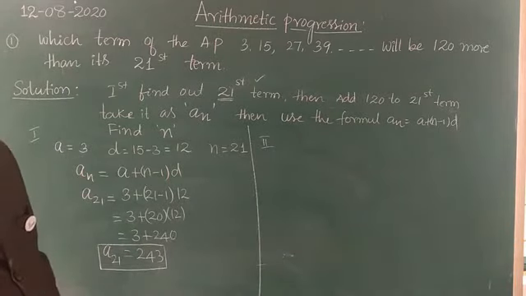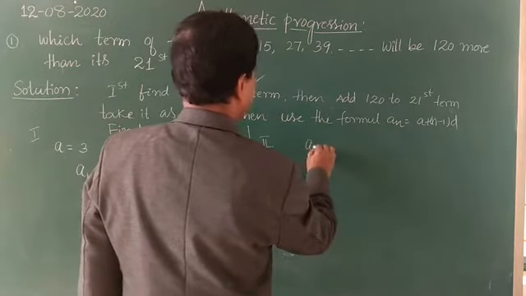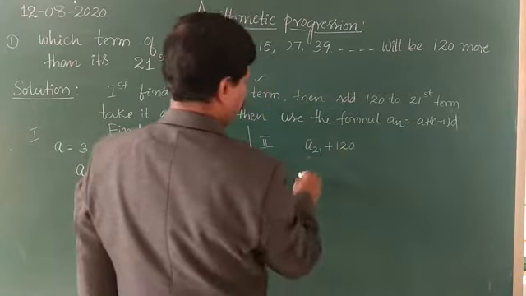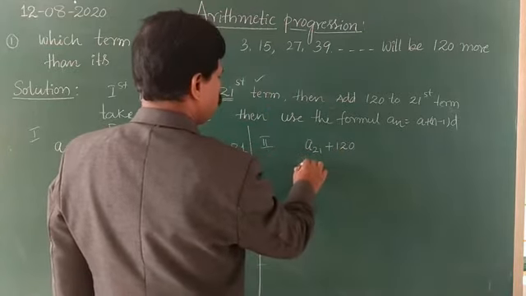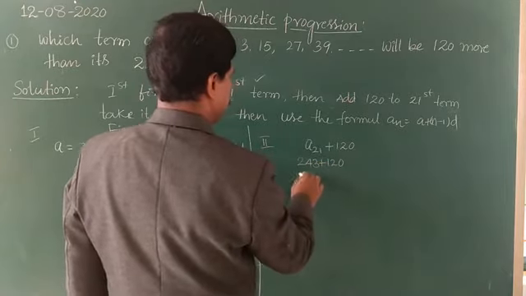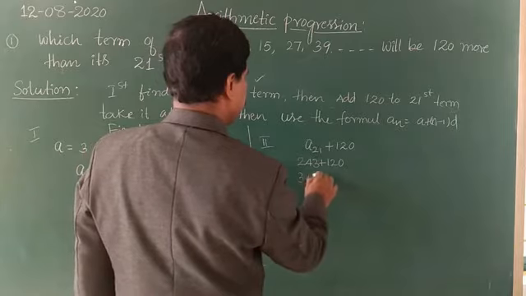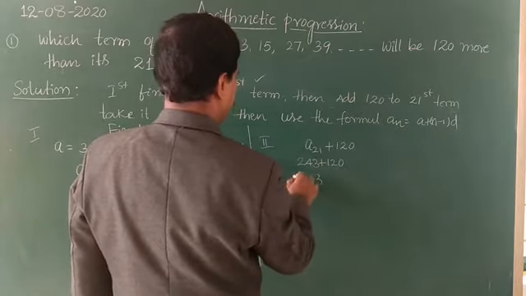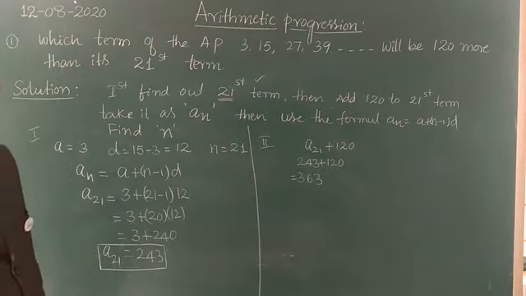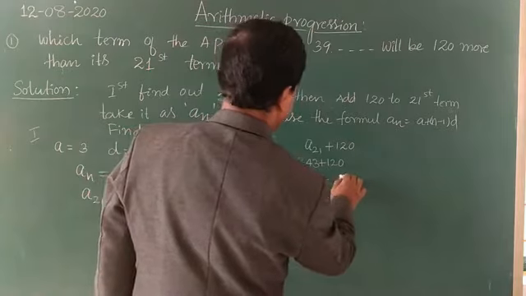Add 120 to the 21st term. 6n minus n is 7n, equal to 70 minus 243. Now 7n is equal to 63, then n is equal to 63 by 7. So A21 is equal to 129. You should take it as an.